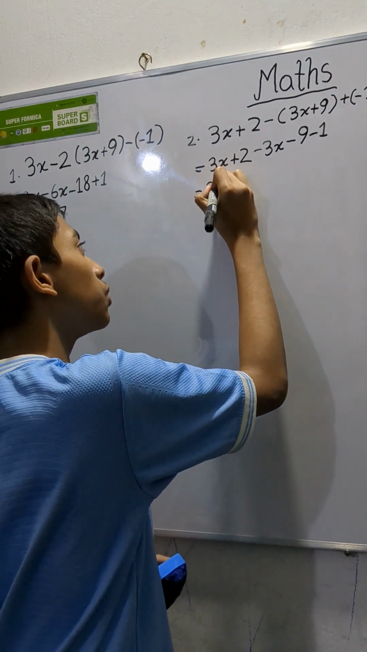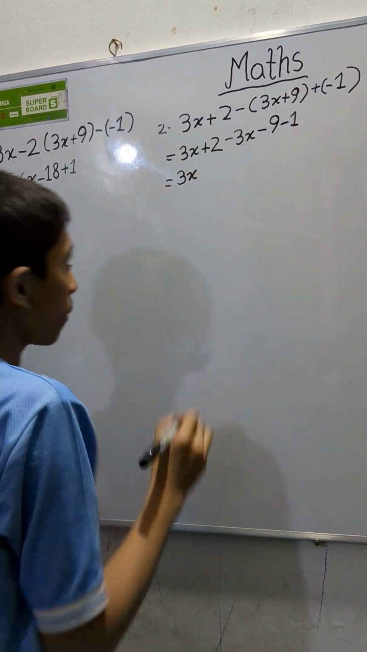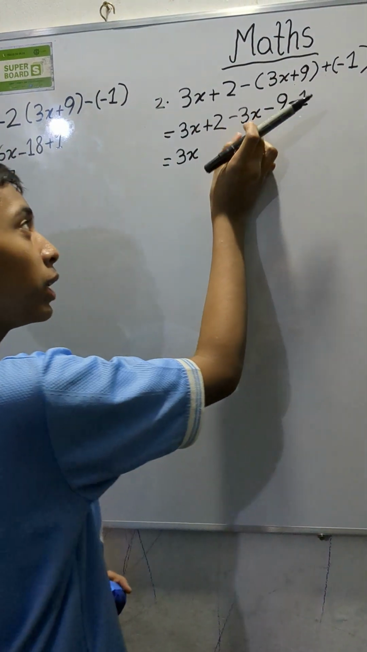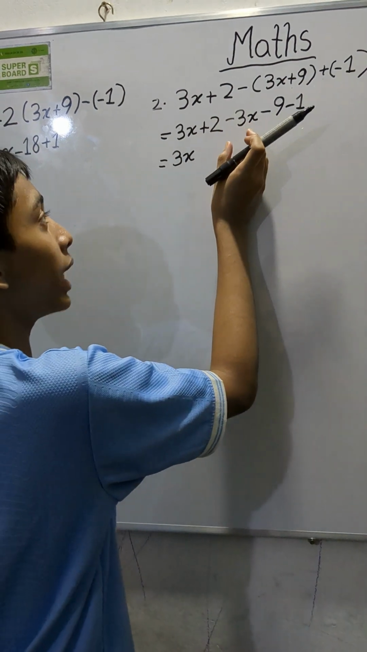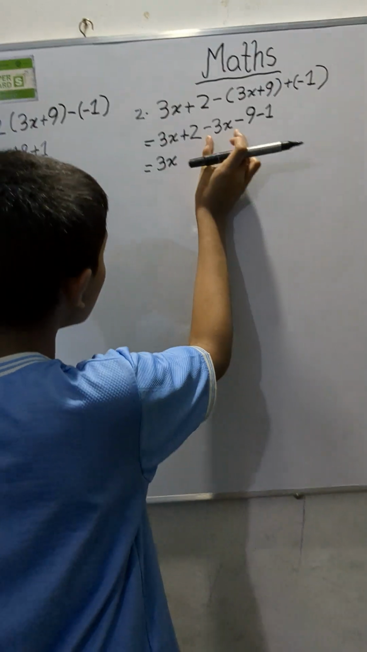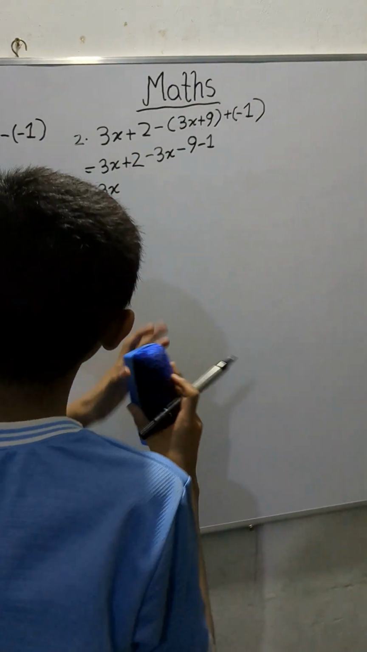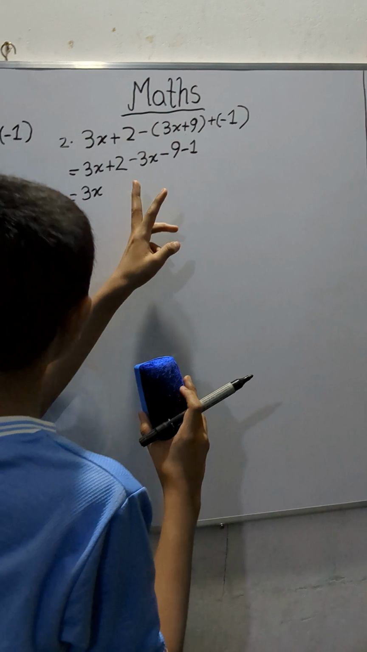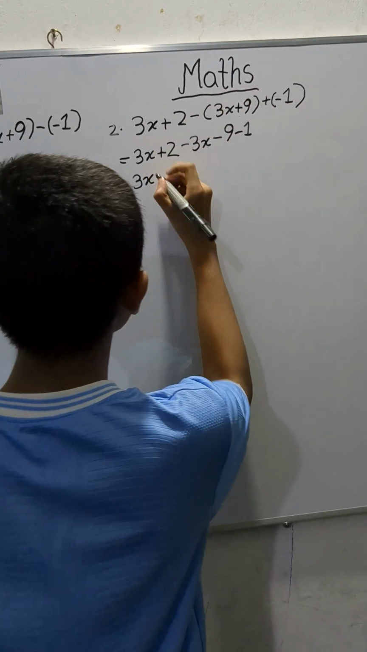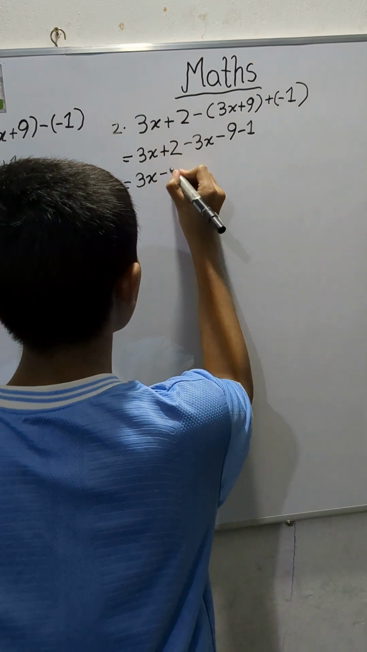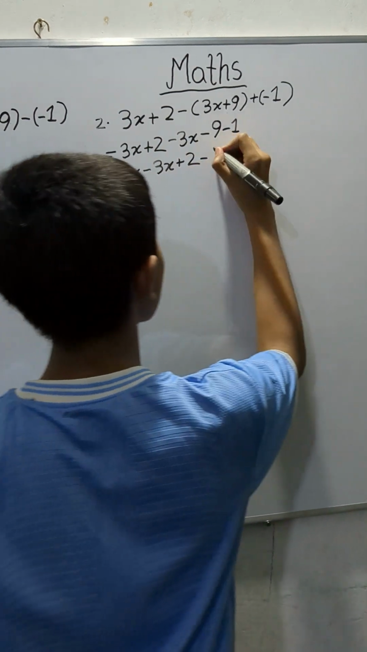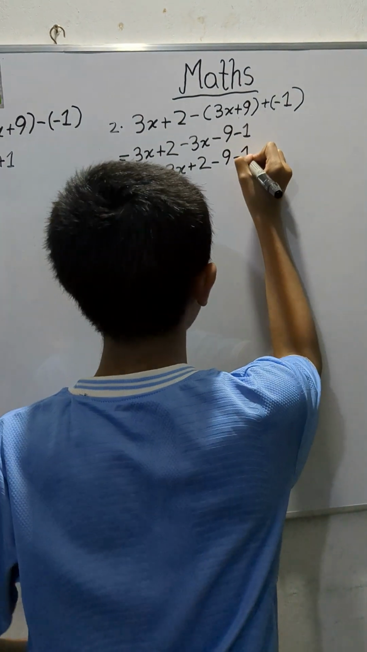So 3x, and here we can see that here is a minus 3x. Here is also x, here is also x. But this 3 is here, so that's why I'm not able to do this. So I will take this math here. So minus 3x. Then I'll write plus 2 minus 9 minus 1.